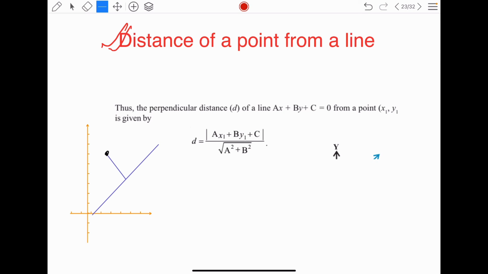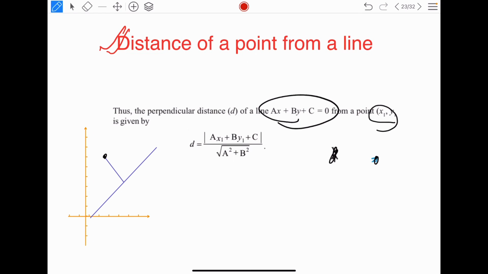What is the formula? The line obviously is ax plus by plus c is equal to 0. This is a line. And what is the point? The point is x1, y1, or x0, y0, anything, any arbitrary point. The formula is d is equal to modulus of ax1 plus by1 plus c upon under root a square plus b square.